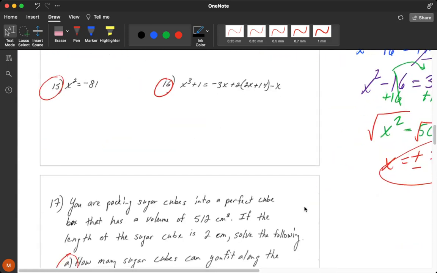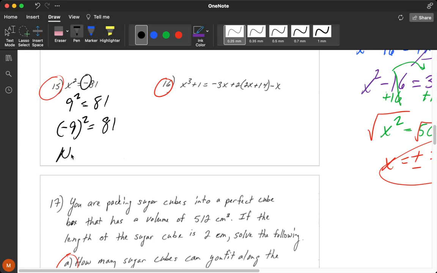All right, so for this one, we went through and said 2 squared is equal to 4, and negative 2 squared is also equal to 4. So you might know that the square root of 81 is 9, but if it's 9, 9 squared is positive 81, and if it's negative 9, negative 9 squared is also positive 81. So there is no number that we square that can be negative. So this is actually no real solution.